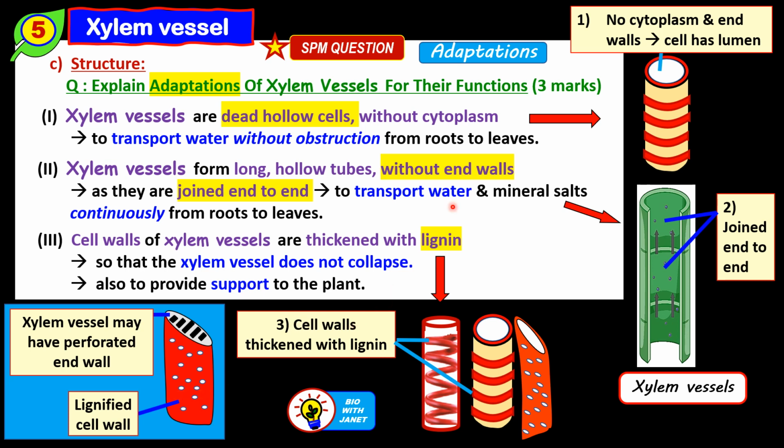Okay, but generally xylem vessels do not have end walls. Now we can say that they do not have end walls. All right, so that when they are joined end to end, they can transport water and mineral salts continuously from roots to leaves.